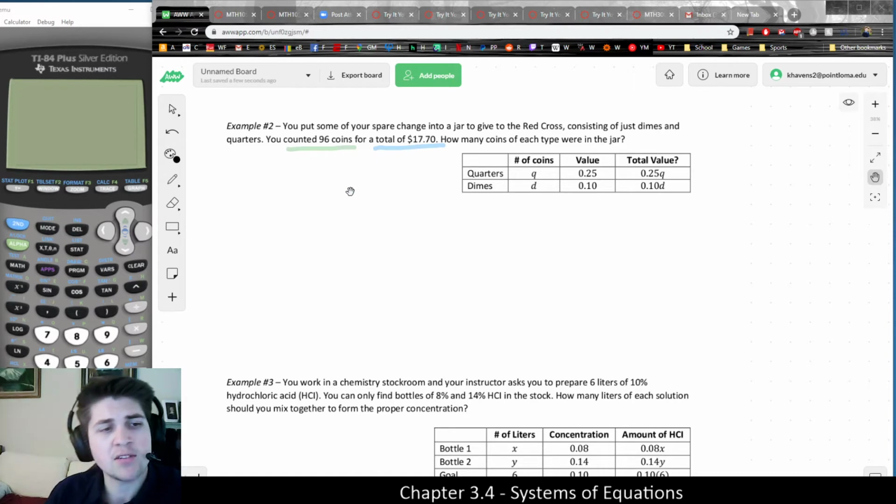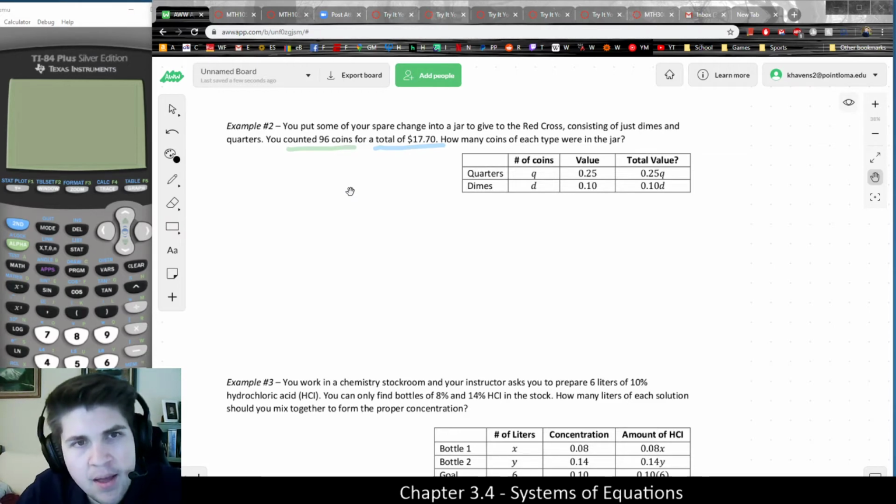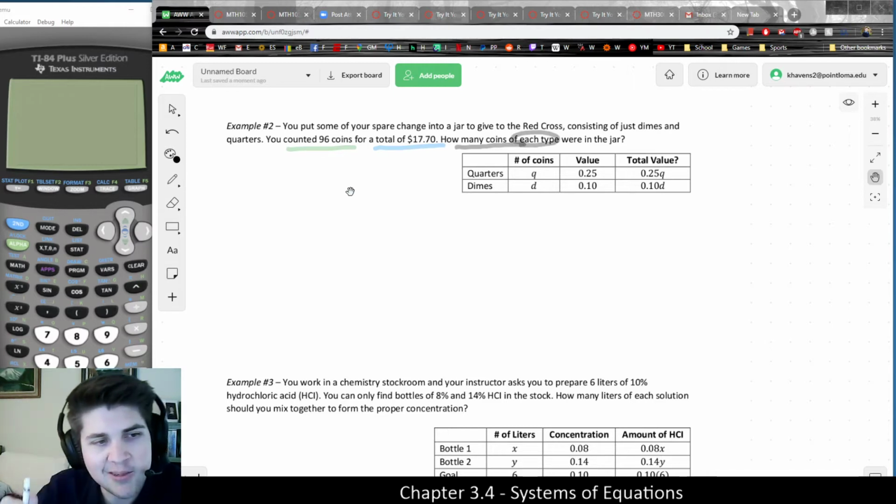Another hint to help, and we'll notice I have a nice table here set up with all the information, is to collect what we know. And also think about what it's asking for: how many coins of each type. What I want to know is how many dimes and how many quarters. You could call that X and Y, or we could use Q and D, to figure out how many of each type we have.